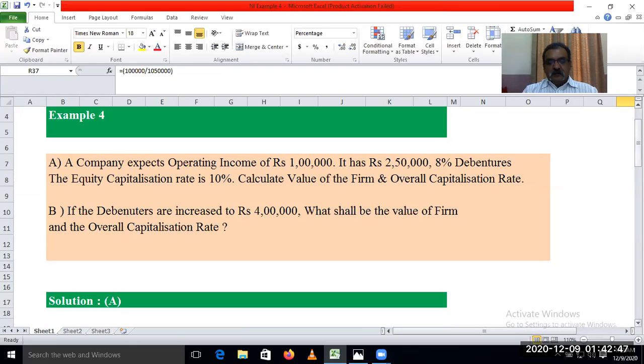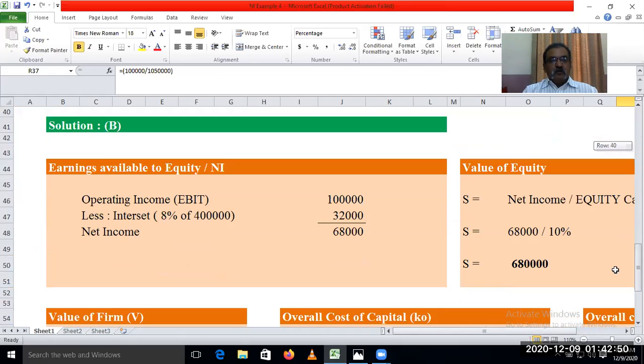Again, the same thing. First we will calculate net income. So solution B, net income is operating income minus interest on debentures. Operating income is rupees 1 lakh. Now the debenture interest will be 8% of 4 lakhs. Rate of interest will remain the same, 8%, but now the amount of debenture is rupees 4 lakhs. So interest is 8% of 4 lakhs, that comes to 32,000. So net income is 1 lakh minus 32,000, that is equal to 68,000.